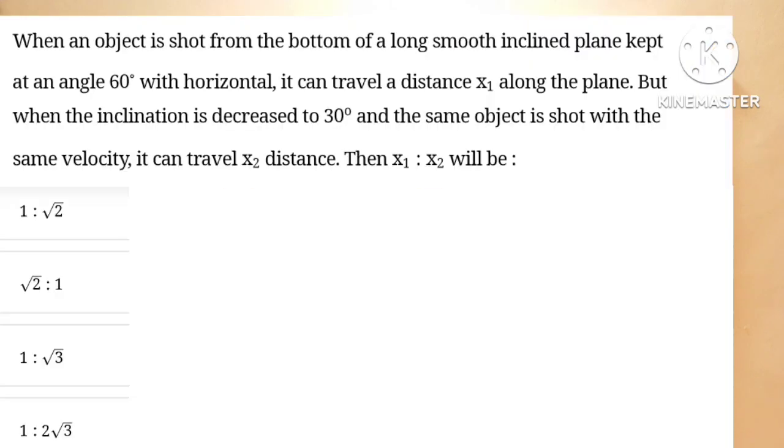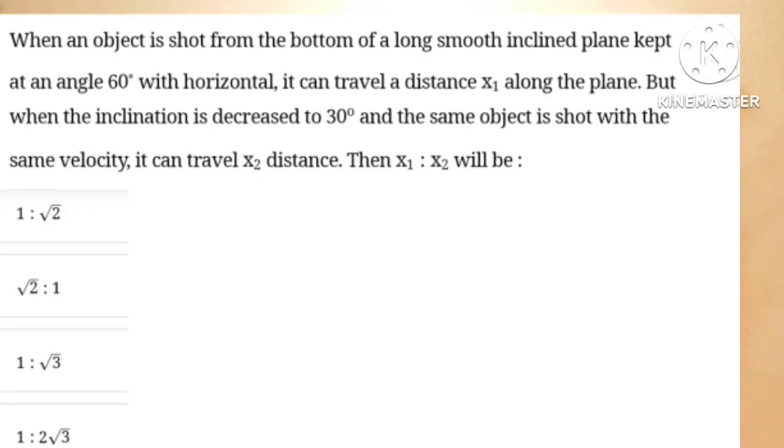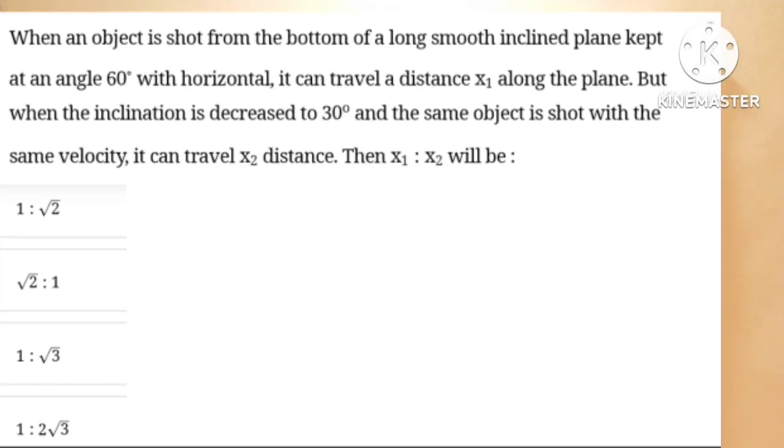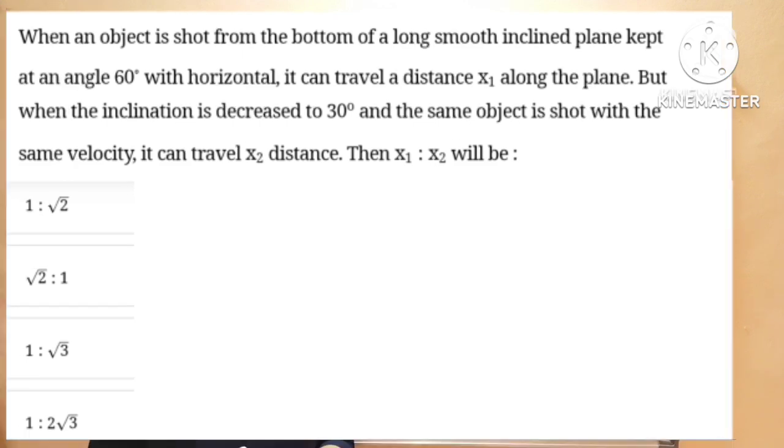Let us see the question. When an object is shot from the bottom of a long smooth inclined plane kept at an angle of 60 degree with the horizontal, it can travel a distance x1 along the plane. But when the inclination is decreased to 30 degree and the same object is shot with the same velocity, it can travel x2 distance. The x1 is to x2 will be.